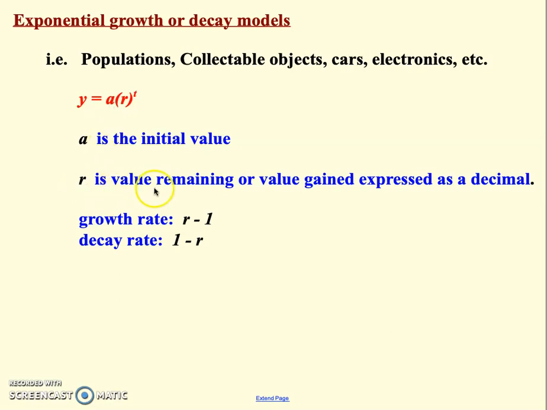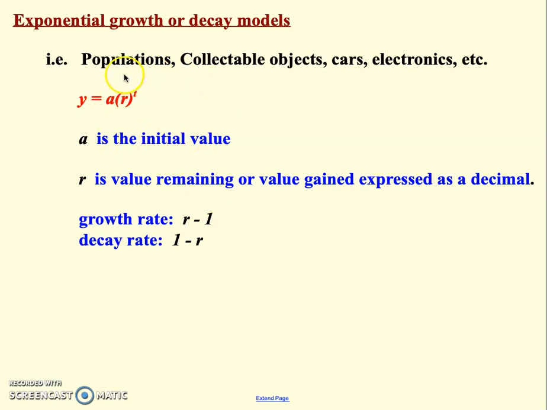R, again, is your value that is either your value remaining or your value gained expressed as a decimal. So that'll depend on the problem. If it's a growth or a decay idea, we'll think about which one is which. And then how you determine growth rate or decay rate. And we've been doing this already in other chapters. We just never talked about it as these little mini equations, and I'll explain that to you guys in a minute. But it's really the explicit rule.